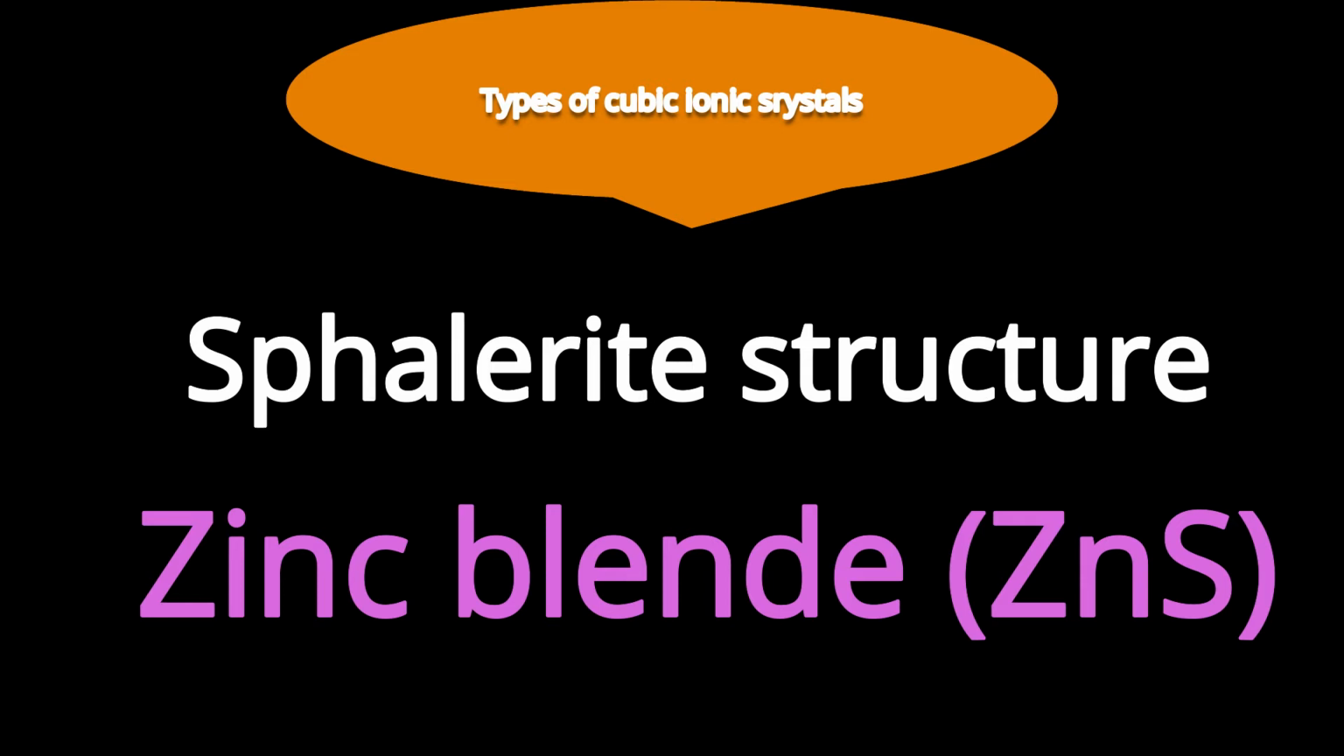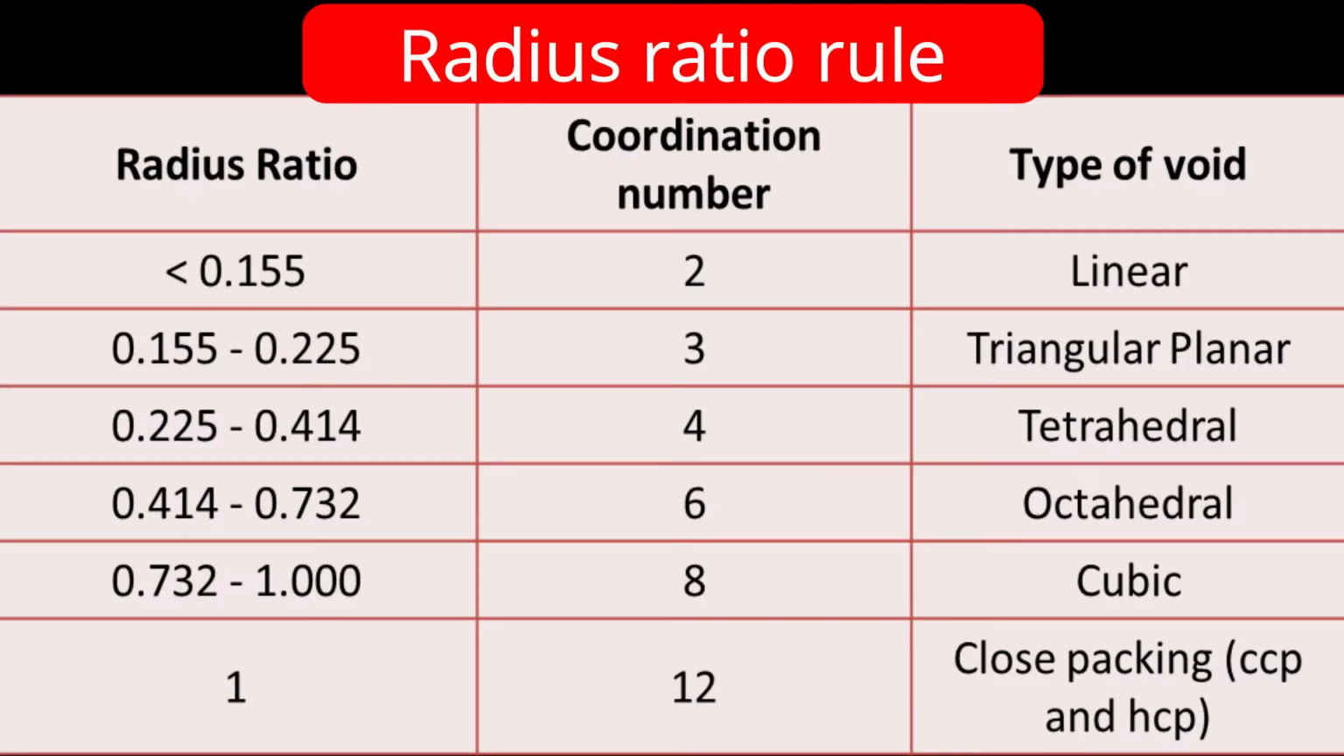It is called cubic zinc blende. We are applying the radius ratio rule to explain the structure. Before the actual explanation of the structure, let us know what that radius ratio rule is. Radius ratio means the ratio of the radius of the cation to the radius of the anion. If that ratio is less than 0.155, the type of void, type of gap, type of hole will be linear. Coordination number will be 2.